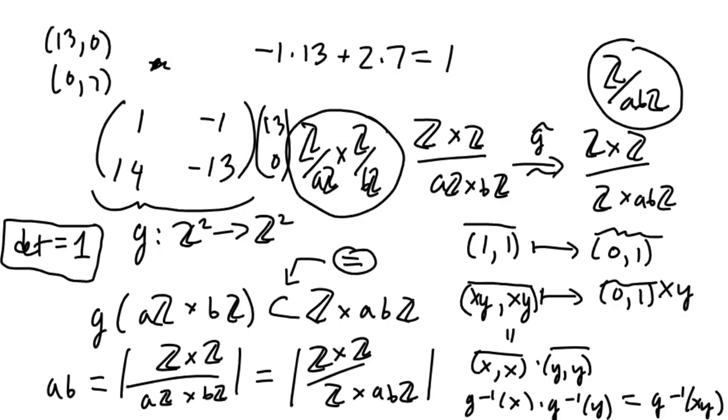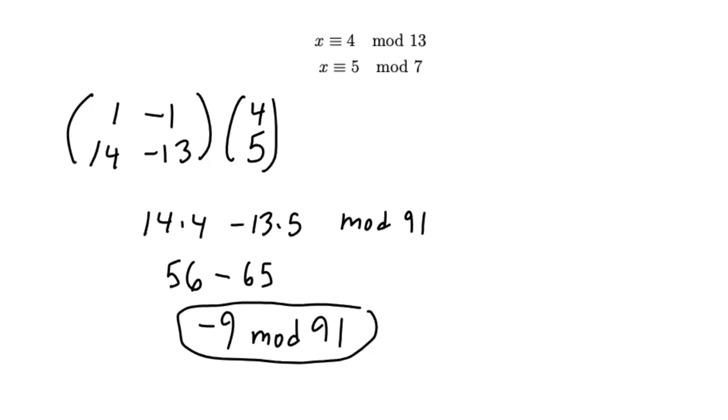We have this isomorphism. We've talked about it a little bit, but that's just so you have a feel for what it is. In practice, we just get the matrix and use it. So we have 1, 1, negative 1, 14, negative 13. Now, how do we use this guy? How do we use this guy?